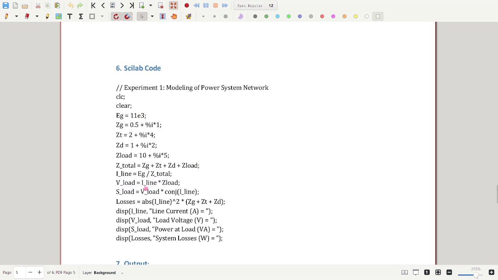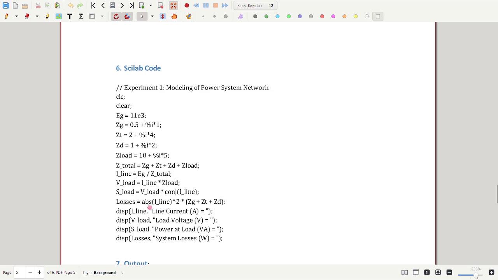Next, the load voltage is obtained by multiplying this line current with the load impedance. Next, the load complex power: V load, and as I told, you take the conjugate of the line current. Here the line current is a negative value, so you take the conjugate of that as positive. Next, we are going to calculate the losses here.